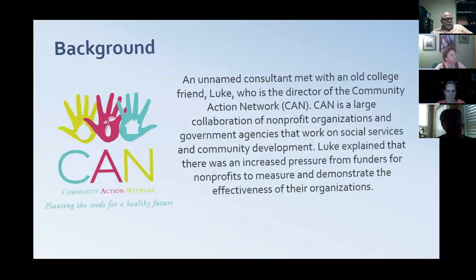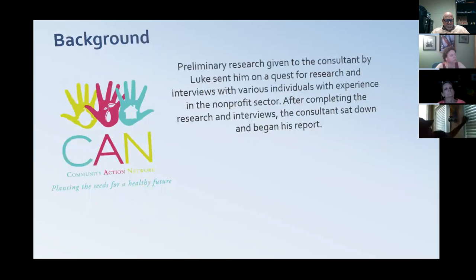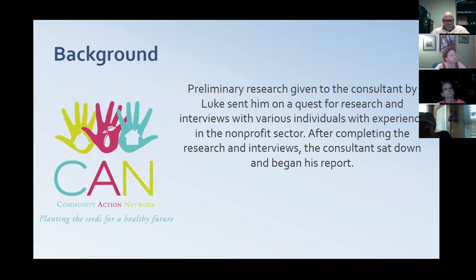So the background of this case, similar to what the other group talked about, an unnamed consultant met with an old college friend, Luke, who is the director of the Community Action Network, Canada's large collaboration of nonprofit organizations and government agencies that work on social services and community development. Luke explained there was an increased pressure from funders for nonprofits to measure and demonstrate the effectiveness of their organization. Preliminary research given to the consultant by Luke sent him on a quest for research and interviews with various individuals experienced in the nonprofit sector. After completing the research and interviews, the consultant sat down and began his report.